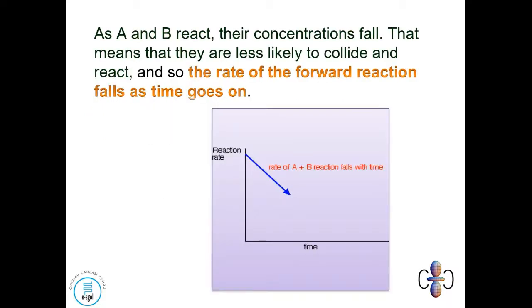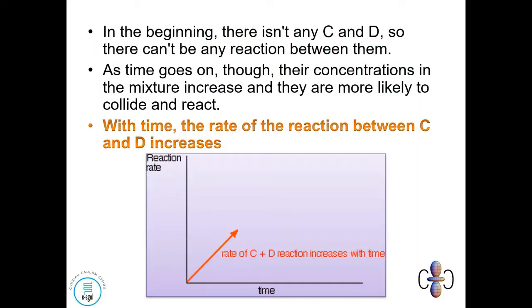As A and B react, their concentrations gradually fall as they're being used up, and that means they are less likely to collide and react. So the rate of the forward reaction falls as time proceeds. As time goes on, the forward reaction starts to slow down because you're running out, in a sense, of reagent particles.